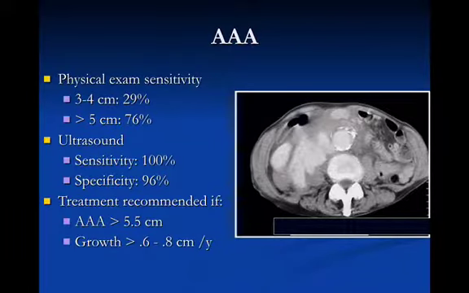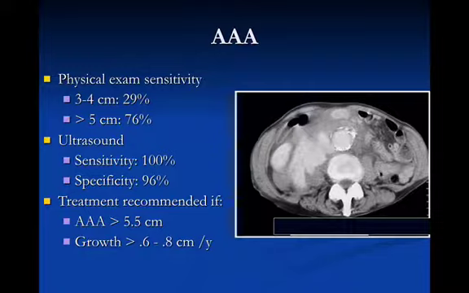So for an abdominal aortic aneurysm like the one we see here, the physical exam sensitivity is poor. For a 3 to 4 centimeter aneurysm, we can detect maybe 29% of them. For a big aneurysm, we'll still miss about 25% of them. Ultrasound, on the other hand, has a sensitivity of 100% and a specificity of 96%.